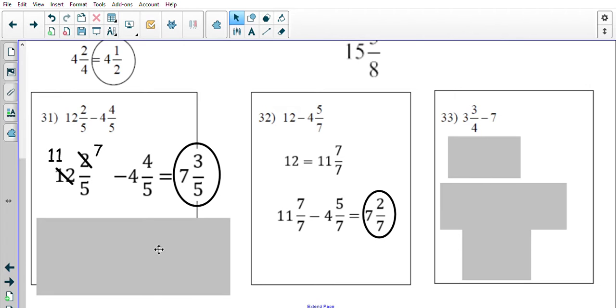So be really careful there. You could take 12 minus 4, which is 8, but then you have to take 5 sevenths off of that, which is going to leave you with your 7 and 2 sevenths.